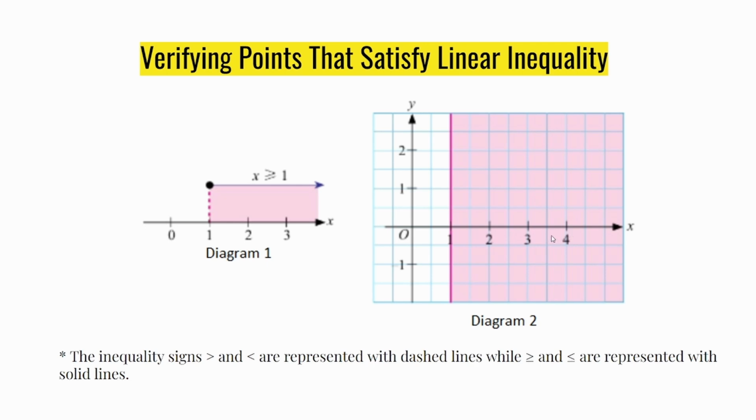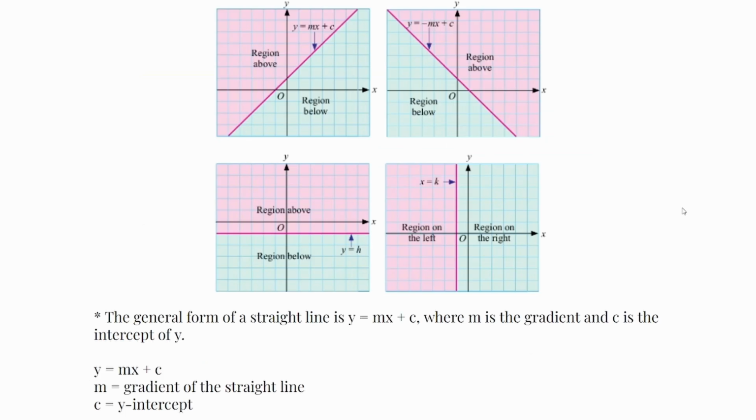If you take a look at diagram 1, that is an example of a dashed line, while greater than or equal to and less than or equal to are represented with solid lines. If you take a look at diagram 2, this is just an example. This doesn't mean that it's literally supposed to be a dashed line or solid line, but diagram 2 uses a solid line.